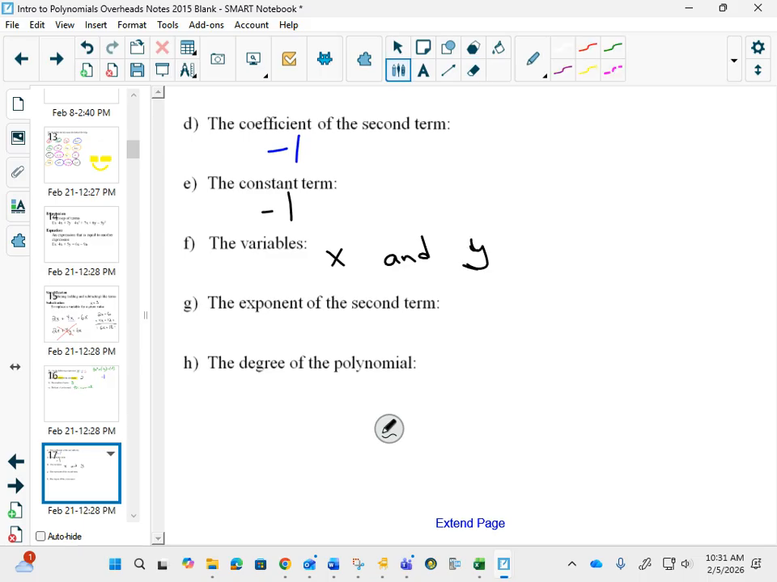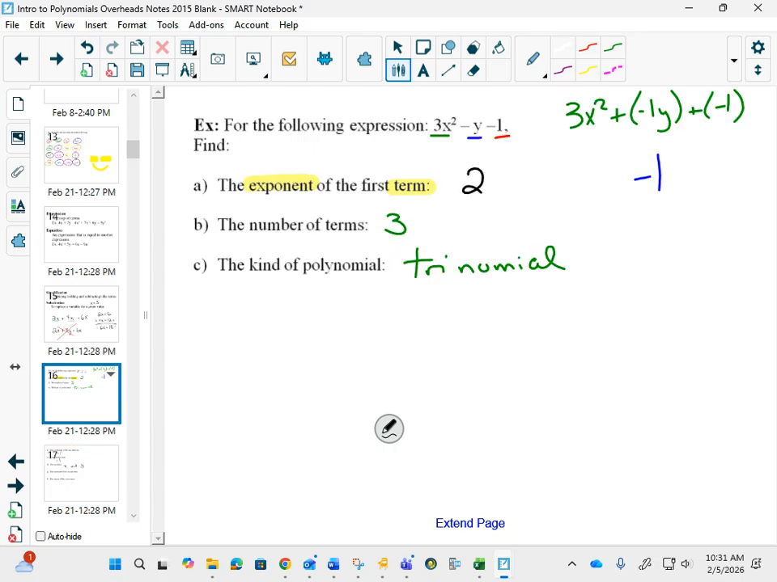Okay, Daniel, you get to pick the next person. What is the exponent of the second term? Daniel, who are you going to pick?